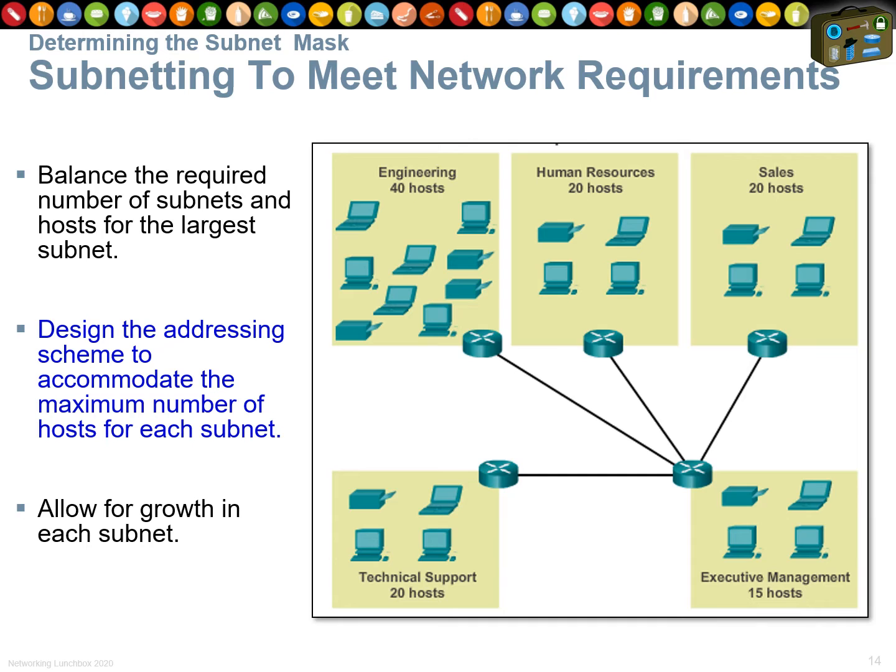So in this example, now it's the number of hosts. So we've got 40, 20, 20, 20, and 15. So this is the math we need to think about. How big do we need to make our subnets so they're going to fit this number of hosts? And it's always a good idea to plan for a little bit of growth.